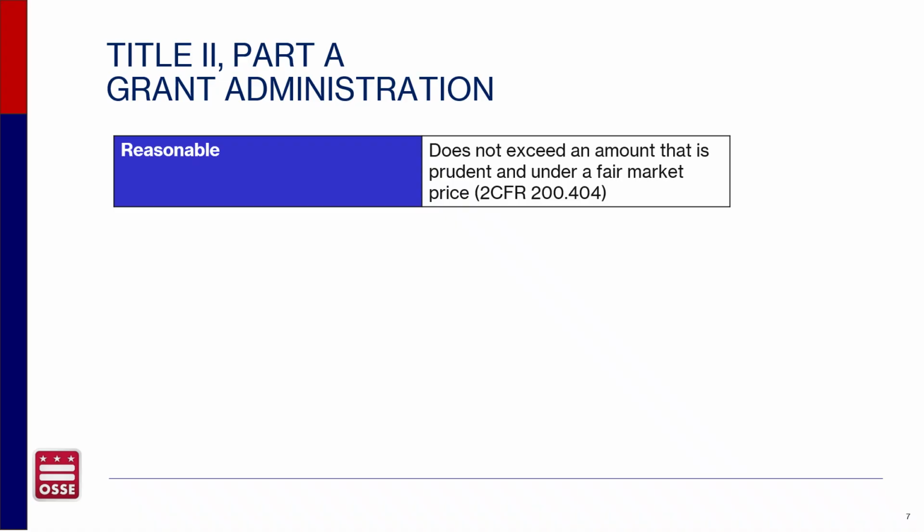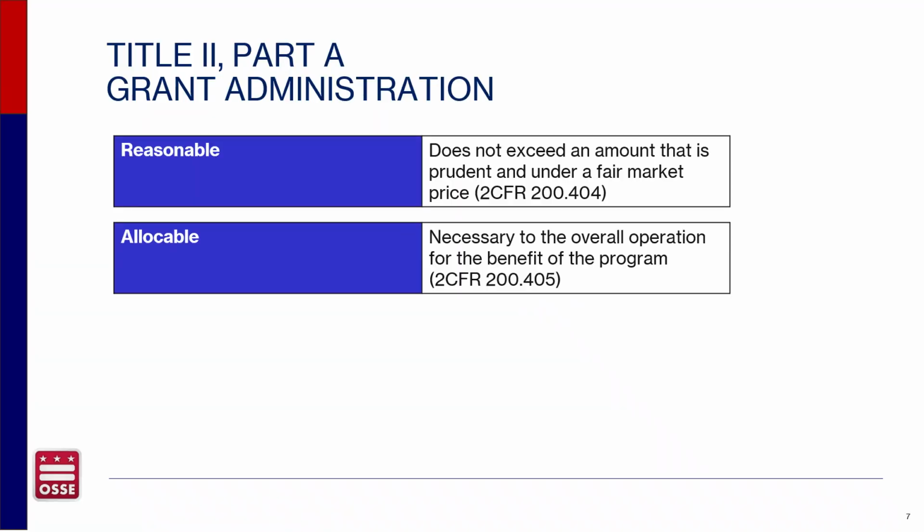Title II Part A Grant Administration. Some questions to help you plan the expenditures for Title II Part A funds are the following. The first question is if the activity is reasonable, meaning if the cost does not exceed an amount that is prudent and under a fair market price.